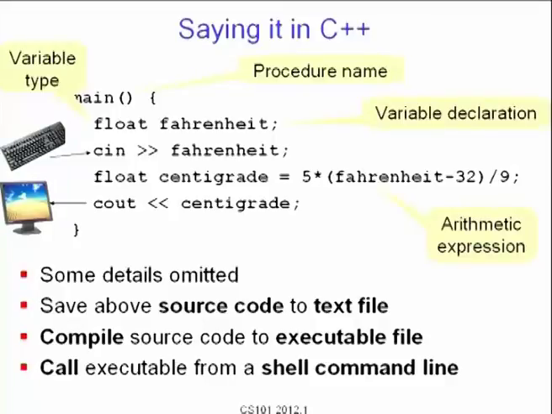But you have to save this source code, it's called source code because you are writing it, to a text file, typically with a .cc or a .cpp extension. And then you compile that source code to what's called an executable file, which can directly run. And then you call the executable from what's called a shell command line. When you log into a Unix system, you get what's called a shell, by default bash. And that gives you a command line where you can type a command and it executes. You basically say, okay, execute my compiled program now. It waits on the keyboard, you enter the Fahrenheit value, it outputs the centigrade value and it finishes. Okay? That's how you say it in C++.